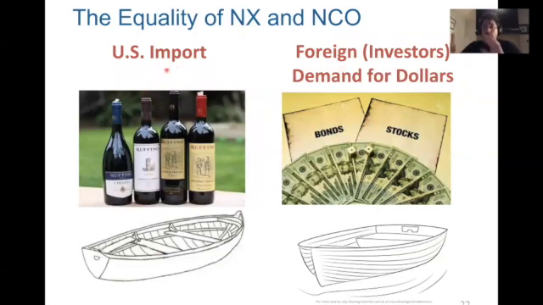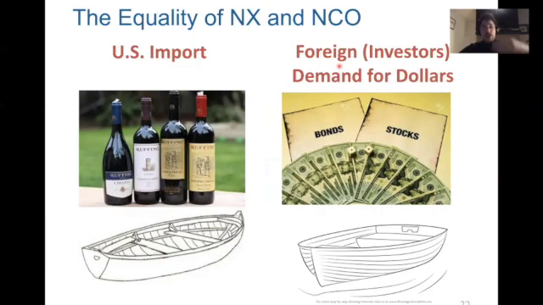Similarly, or if you want symmetrically, US imports represent a foreign demand for dollars. You can think about a company in Italy selling a very nice Chianti in the United States, getting some dollars in exchange, and then there has to be someone that wants to exchange these dollars back to euros. So there has to be a demand for dollars from foreign investors.